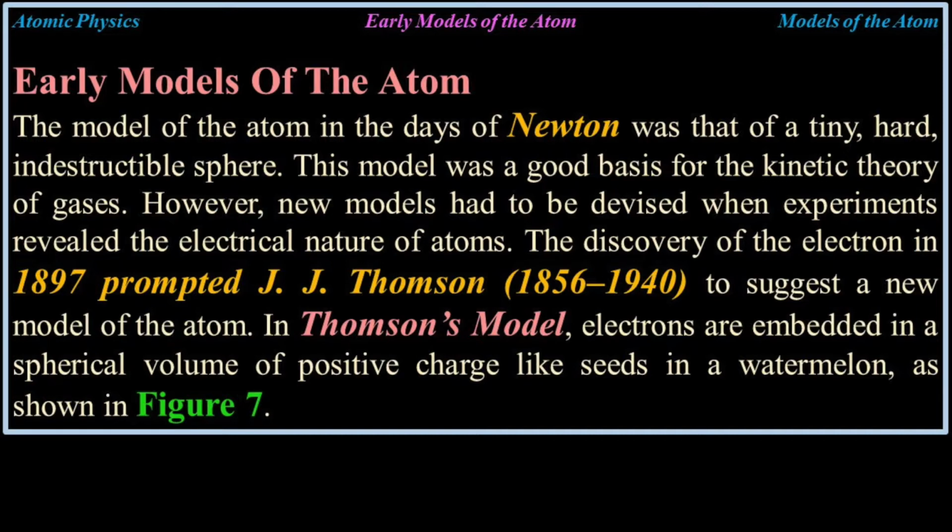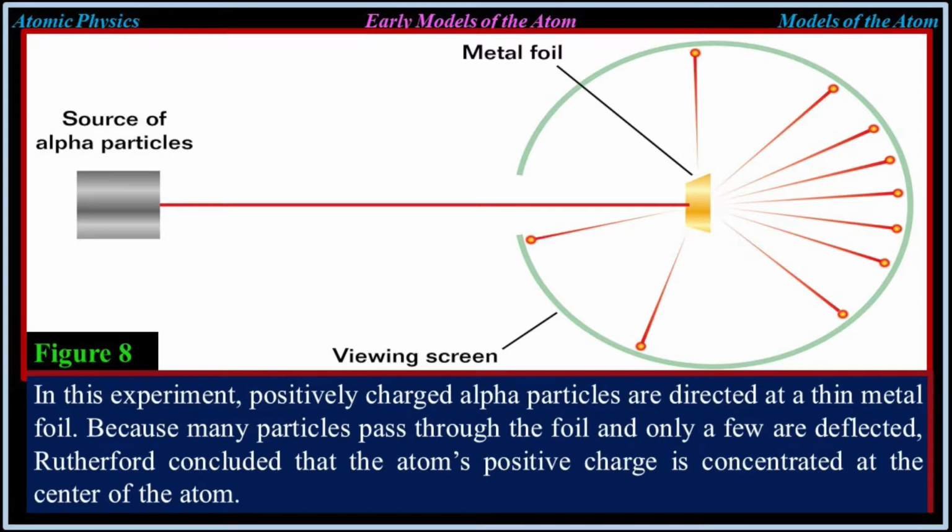The discovery of the electron in 1897 prompted J.J. Thomson, 1856 to 1940, to suggest a new model of the atom. In Thomson's model, electrons are embedded in a spherical volume of positive charge, like seeds in a watermelon, as shown in Figure 7. You can look back on Figure 7 and see how that looks. There are other names as well of Thomson's model.